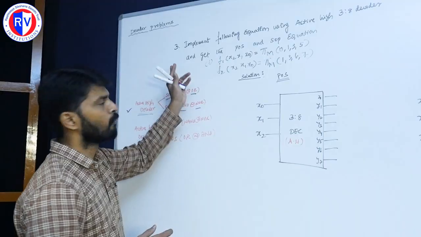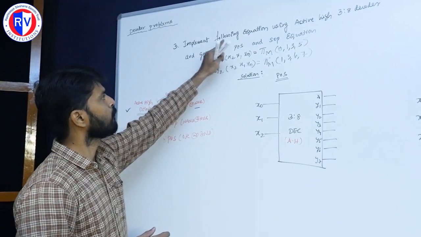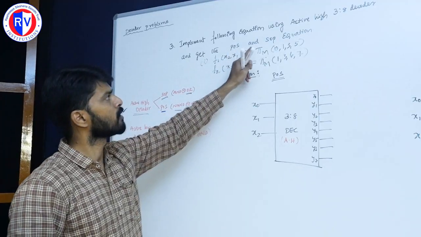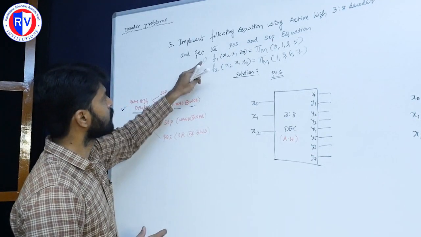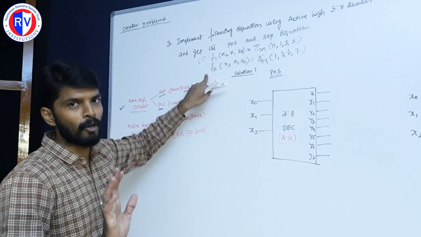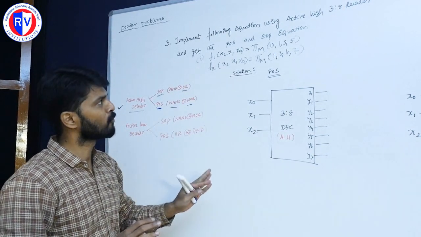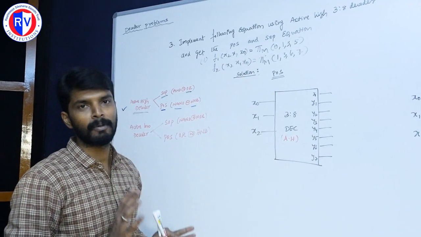Now we will see one more problem, third problem. Implement the following equation using active high 3:8 decoder and get the POS and the SOP equation. So the given equation is the POS equation. So now it is very easy to generate this equation, not a problem. So now we only need to bother how to generate the SOP equation.